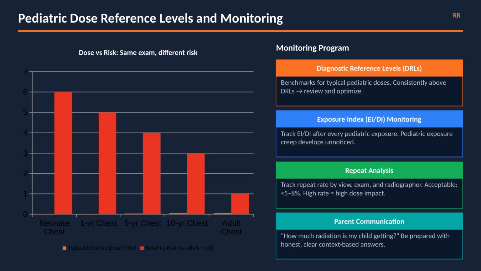The dual bar chart on this slide shows 2 things for the same chest radiograph across 5 age groups: effective dose in orange, and relative cancer risk in red. The dose values are similar across age groups for the same exam. The risk values are not. Same dose, very different consequences depending on how old the patient is.